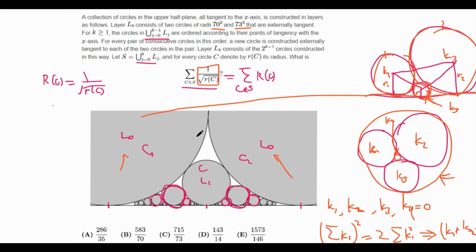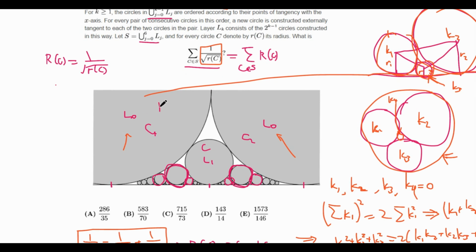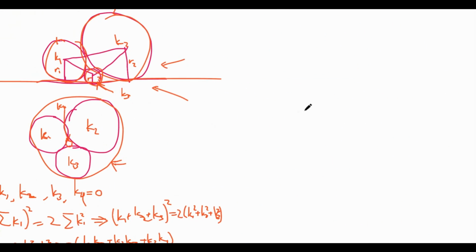So in fact, big R of C1 is equal to 1 over 70, and big R of C2 is equal to 1 over 73. And in order to make our lives easier, let's set these to be equal to A and B. So now what we want to do is find the value of big R of C, where C is in S, in terms of A and B. In order to do that, we'll try to find a pattern.